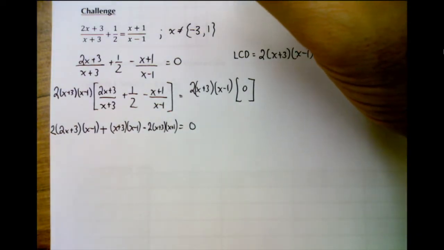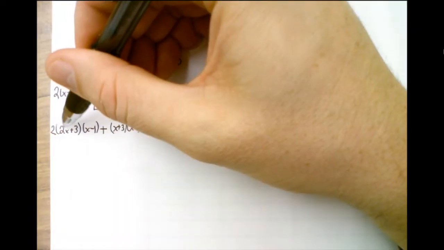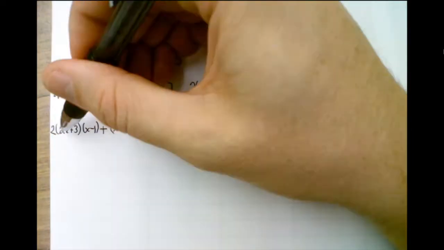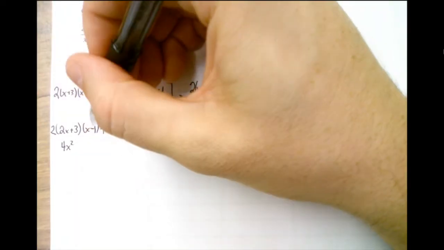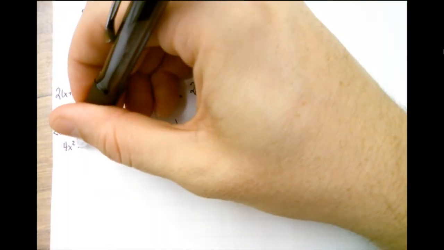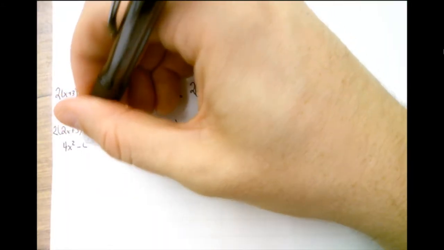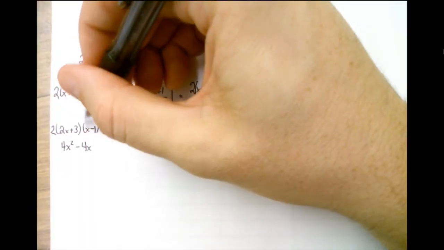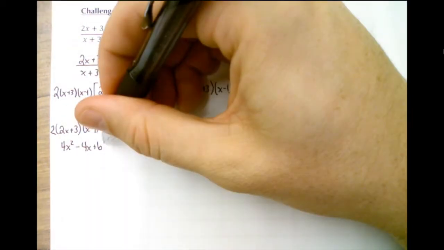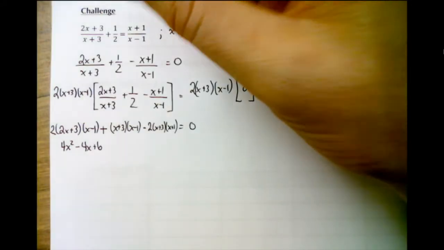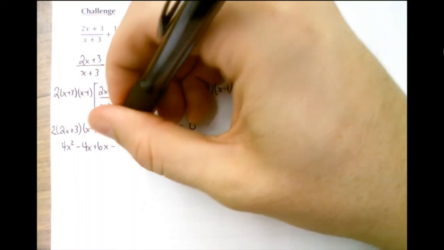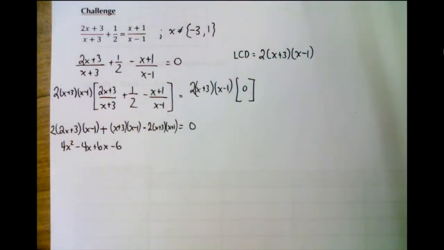All right. 2 times 2x is 4x and 6. 4x times x is 4x squared. 4x times negative 1 is negative 4x. 6 times x is 6x, and 6 times negative 1, let's check that again, it's negative 6. That's our first term expanded.